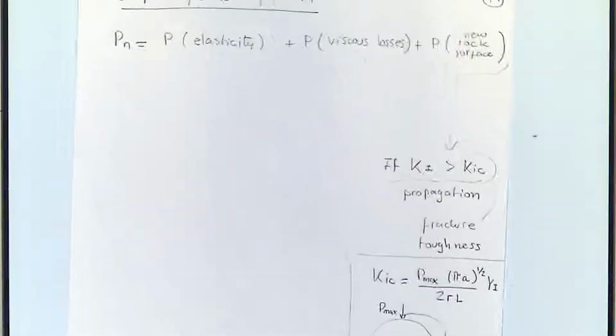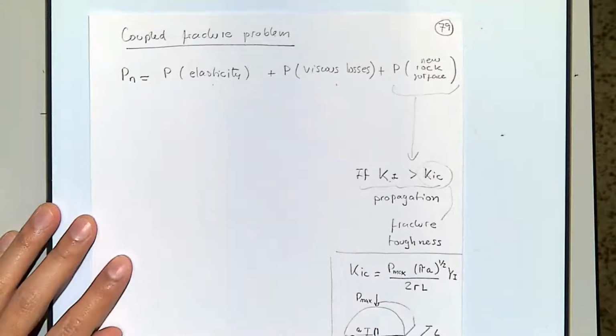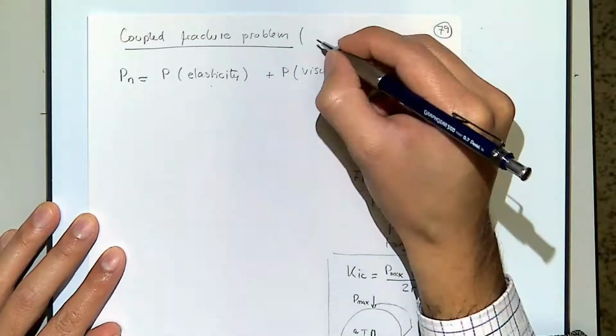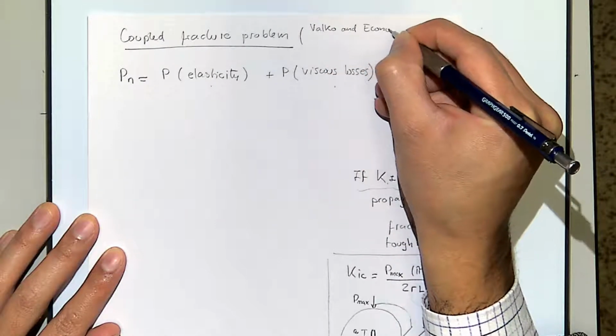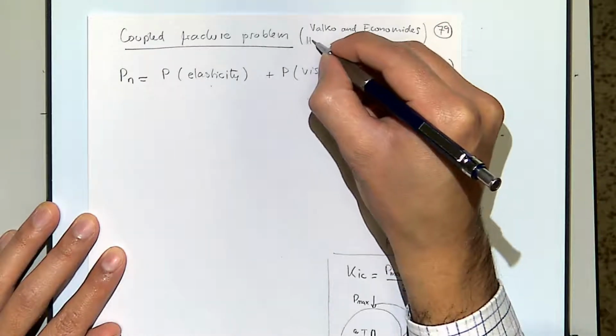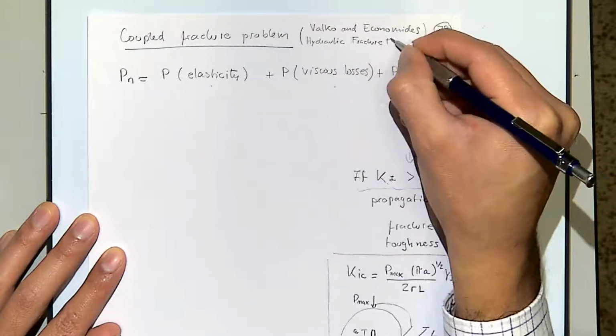let's come back then now to the coupled fracture problem. And I believe that I didn't add this in the syllabus. Let me check again. But no, I didn't add this in the syllabus. But this part of the coupled fracture problem, you will find it in the book of Valko and Economides, and it's called Hydraulic Fracture Mechanics.